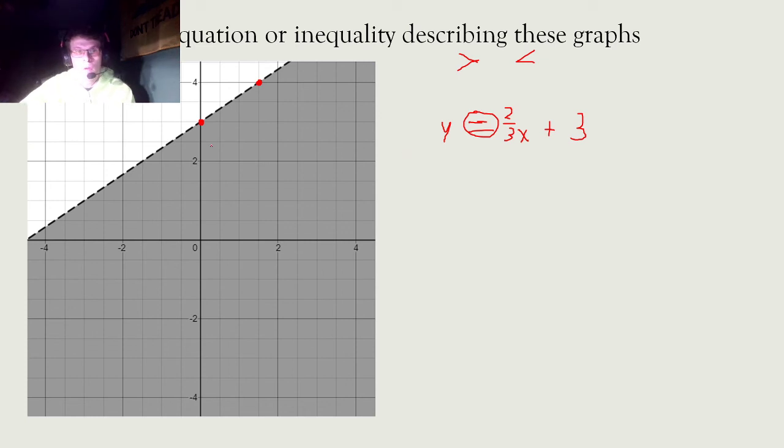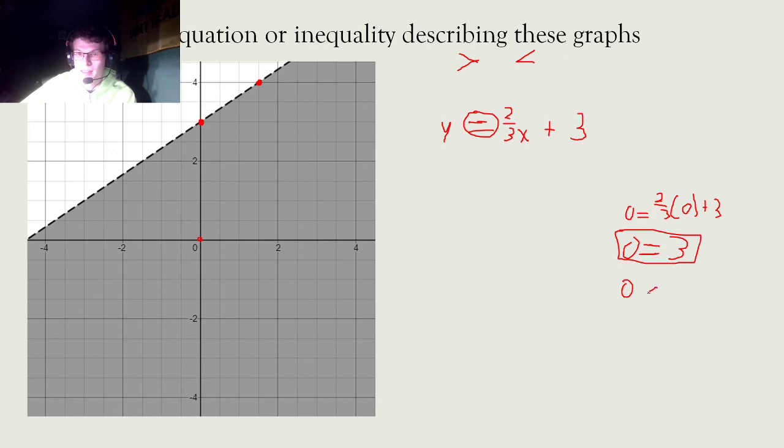So in order to do that, we have to use another test point. Our test point, again, 0, 0. So 0 equals 2 over 3 times 0 plus 3. 0 equals 3. Okay, so what inequality symbol would make 0 and 3 true? It'd be the less than symbol. If 0 is less than 3, that makes our statement true. So the inequality symbol I'm going to put here is y is less than 2 over 3x plus 3. That is how you do that one, okay?